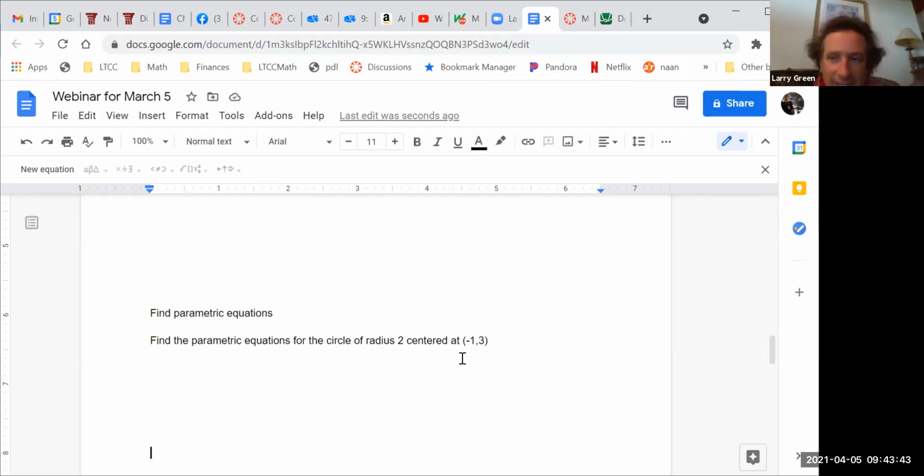So the key is, who remembers the equation? Forget centered at, how about centered at 0, 0? Who remembers the equation of a circle of radius 2 centered at the origin? I'll worry about the pushing. Yeah, x squared plus y squared is 4. Okay, hopefully you all remember that.